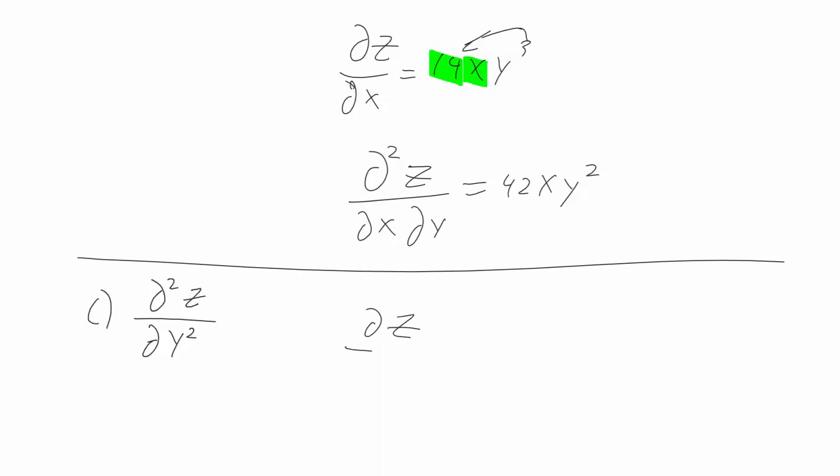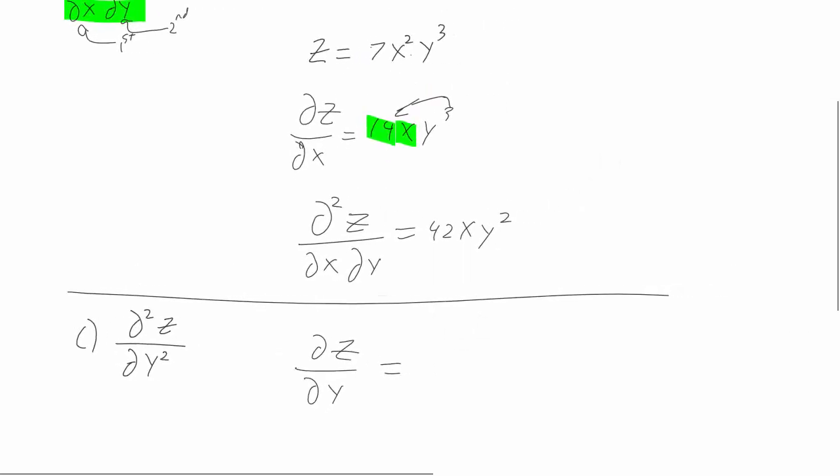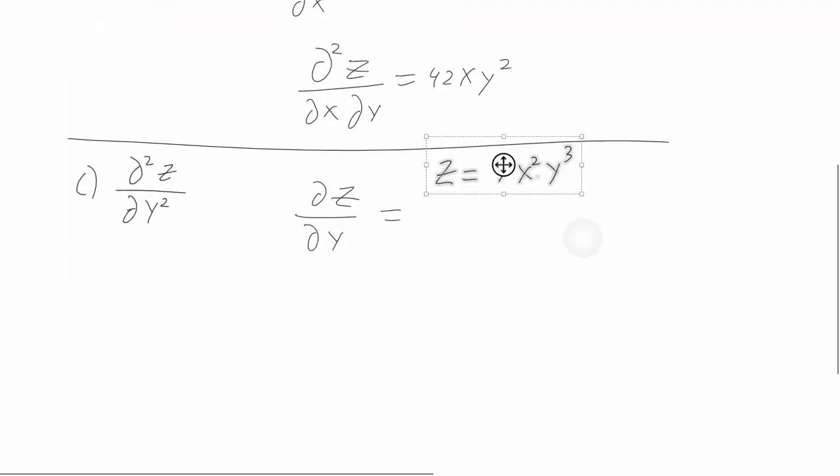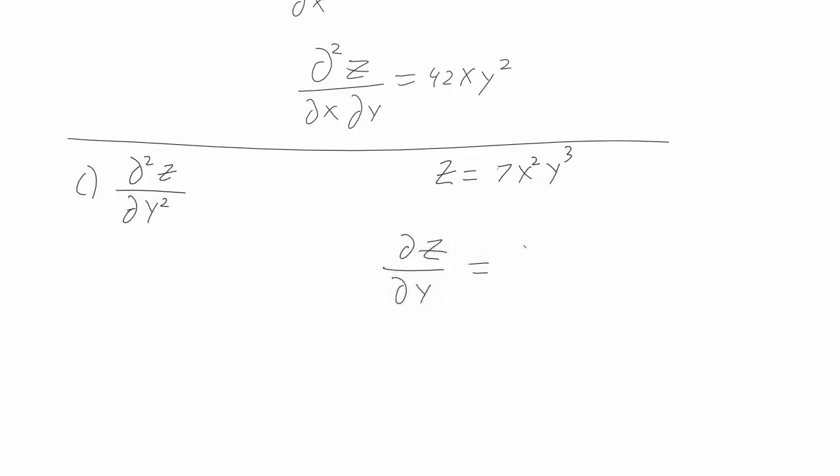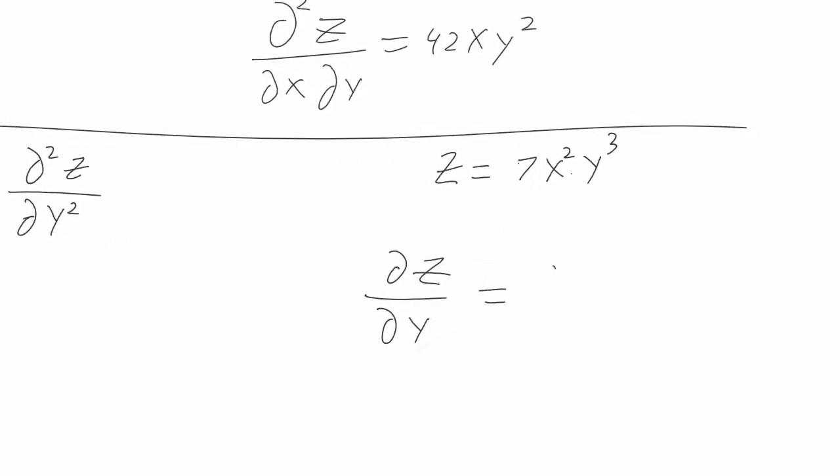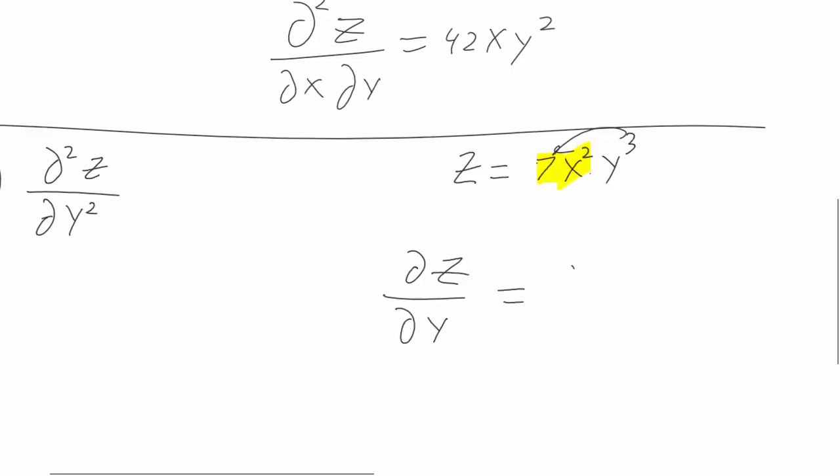We can't jump straight to the second derivative, we have to stay with the first. First we're going to do a derivative with respect to y, going back to our original function, which was up here. The derivative with respect to y, so the 3 is going to come out to the front because the 7 and the x squared are constants. So the 3 comes out to the front, making it 21x squared y squared.